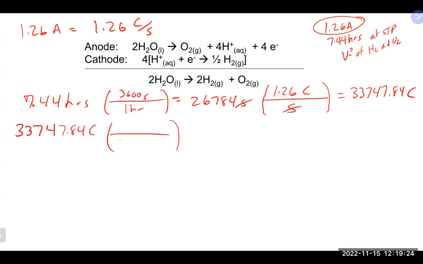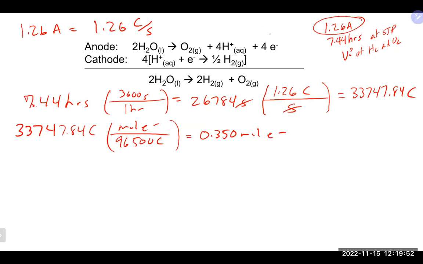So we're going to take 96,500 coulombs per mole of electrons. 33,747.84 divided by 96,500 gets us 0.350 moles of electrons.